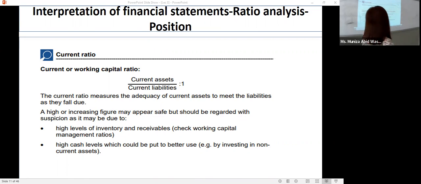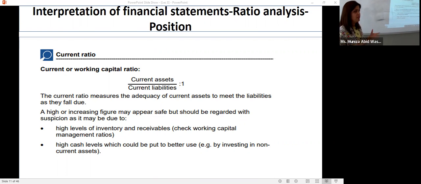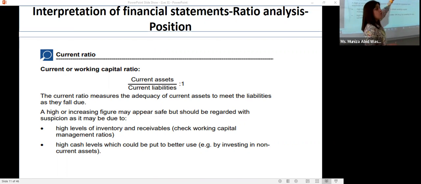So current ratio, current assets divided by current liabilities, is also known as the working capital ratio, because working capital is current assets minus current liabilities. So current assets divided by current liabilities is known as the current ratio or the working capital ratio. We are going to get the answer to this ratio in times. Current assets divided by current liabilities, ratio 1. It means that we are going to get the answer in the ratio form.